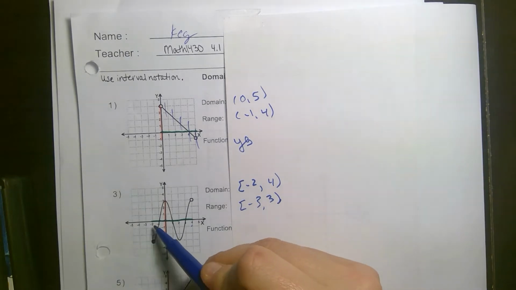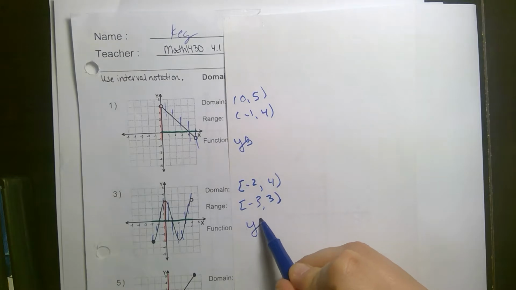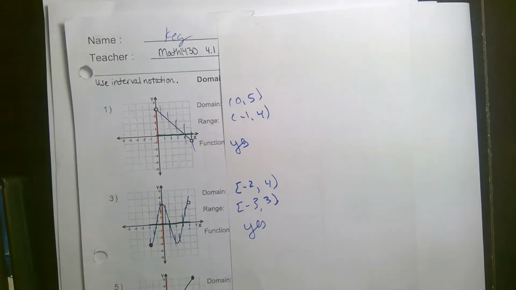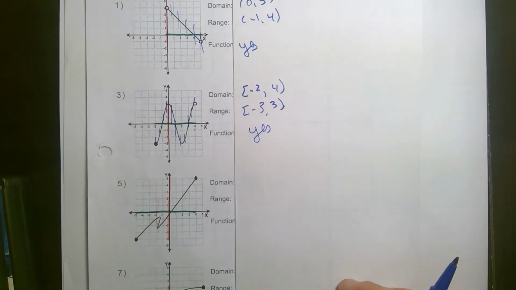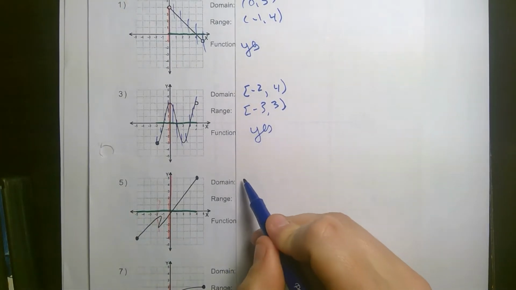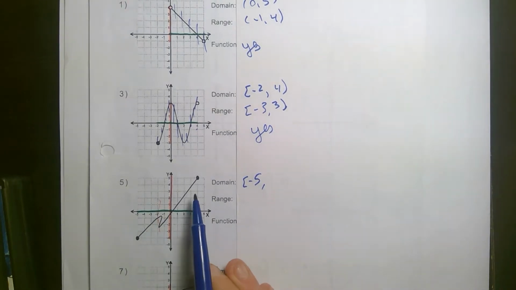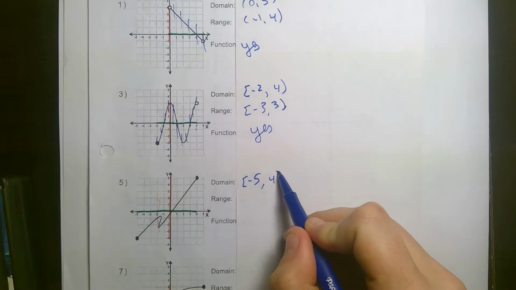Well, regardless of how many times I draw my vertical line through this, the answer is yes, it's a function. Okay, next one. When I look at this, I want to see how far left and right this goes for the domain. So it goes all the way to -5 with a closed dot, so -5 with a bracket, and it goes all the way right to the number 4 with a closed dot, so 4 bracket.